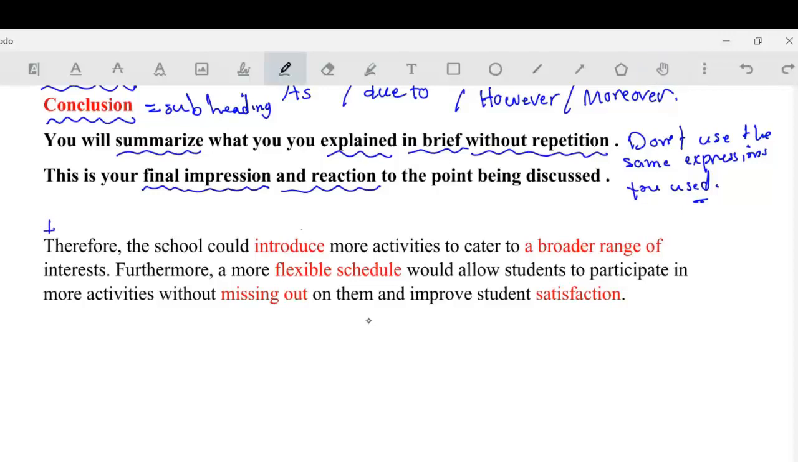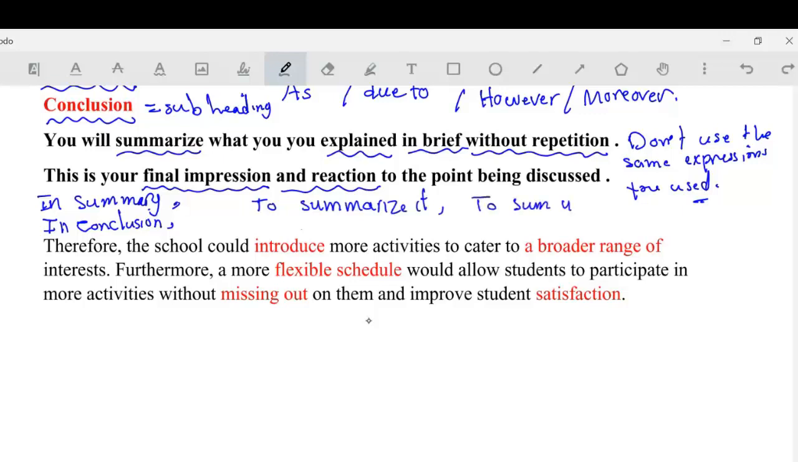Okay, so we can start our conclusion with therefore, or in conclusion, or at the end, or in summary, or to summarize, to summarize it, or to sum it up, okay, any transitional word that shows that this is the end. Okay, let's read the expressions used in the end.